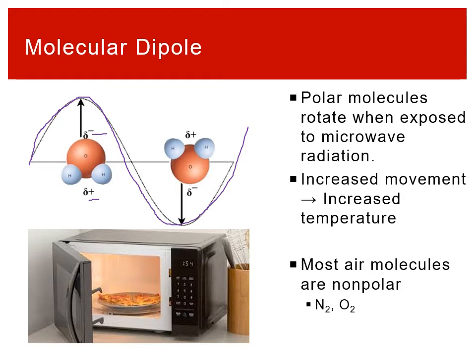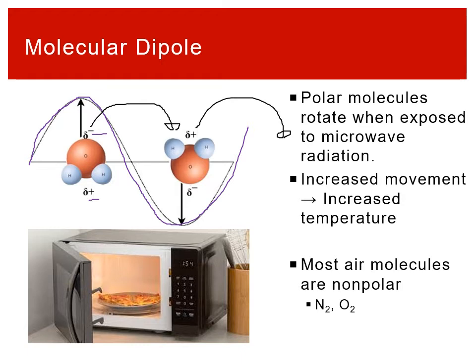So the water molecule just starts, you can see in this instance right here, the water molecule is rotating, and it's just going to keep happening again and again. So this water molecule is going to rotate again and again as this microwave radiation comes in. So these molecules start to rotate, they start to move. That is increased movement. And so this is how microwave ovens work.